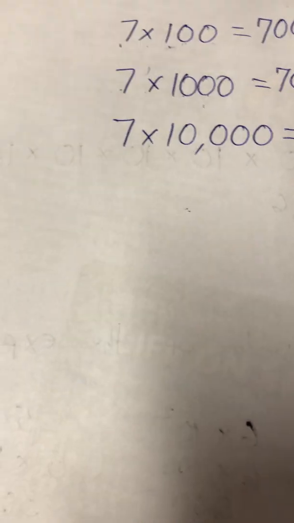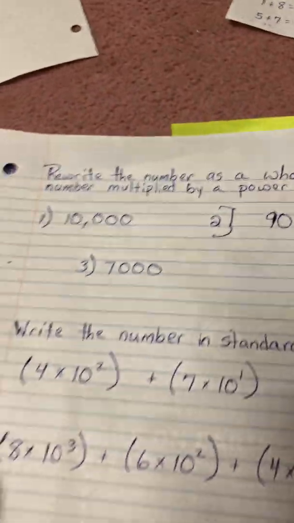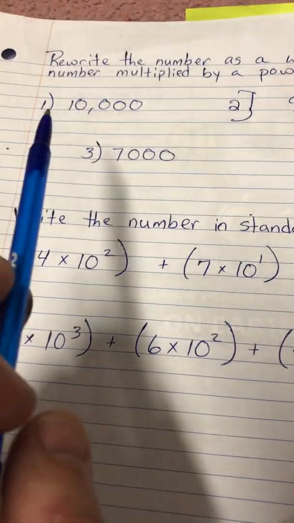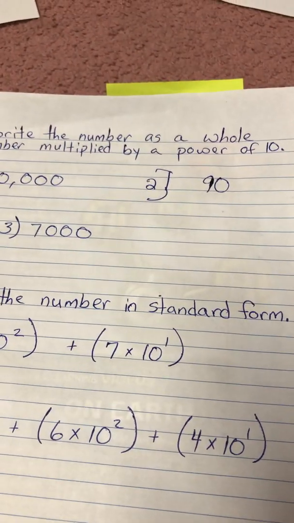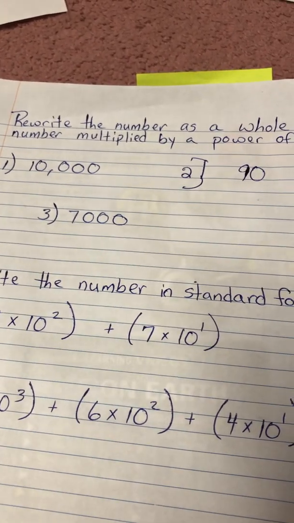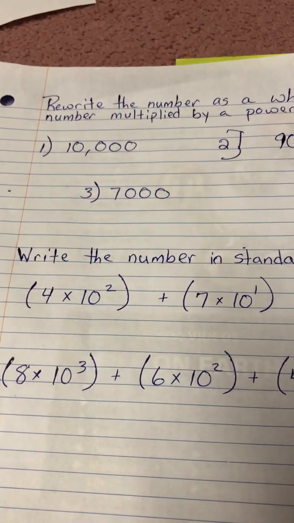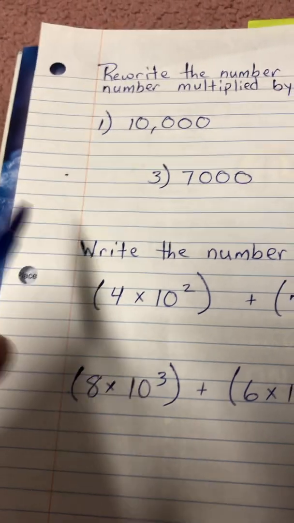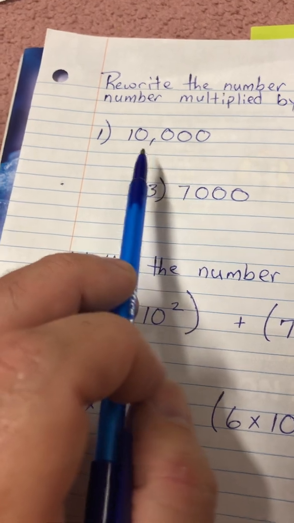Okay, so my next part here, as I'm moving right along with our other topics, tells us to rewrite the number as a whole number multiplied by a power of 10. So once again, rewrite the number as a whole number multiplied by a power of 10. So I'm now doing the opposite. I'm not taking a multiplication problem and finding an answer. I'm taking the product, or the answer to a multiplication problem, and turning it into a multiplication problem, or just a power.